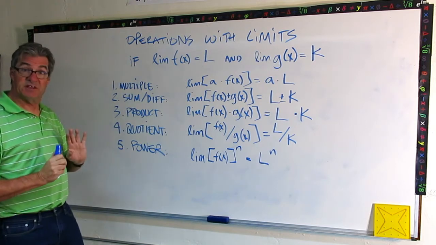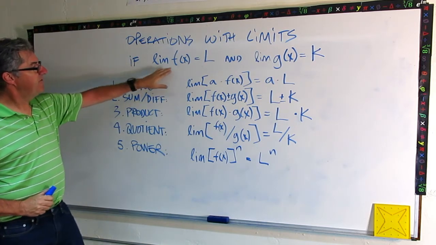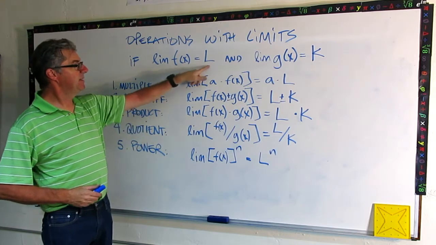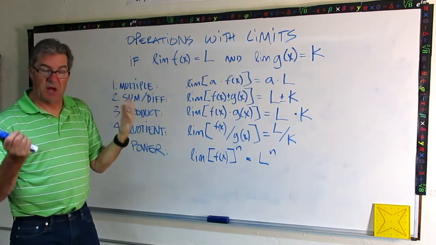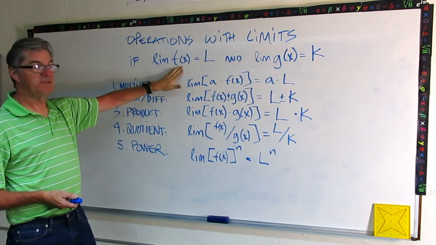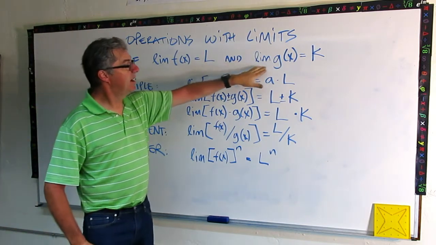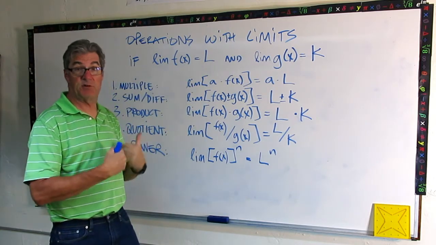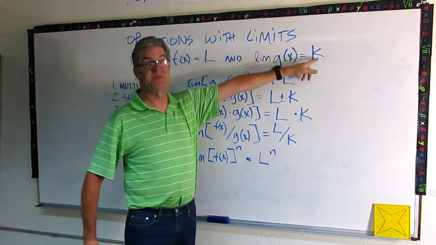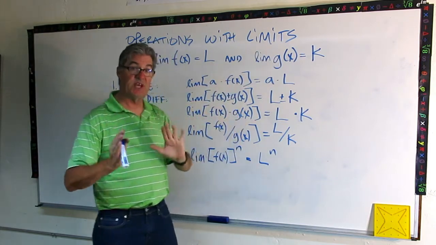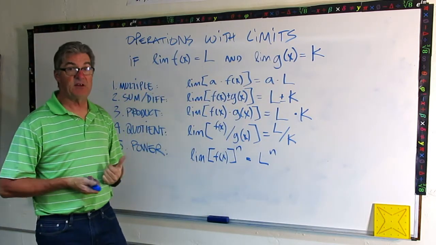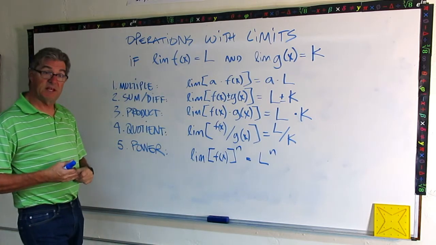So first, to set the stage, the limit of f of x is L. Whatever function that is, we're just going to say the limit is L as x approaches some number. And then the same thing for g of x. We have some function, again, g of x, we're testing the limit as x approaches some number, and that limit is k. Okay, so we have these two established functions. They have defined limits, they exist. Now let's take a look at doing some operations on those limits.